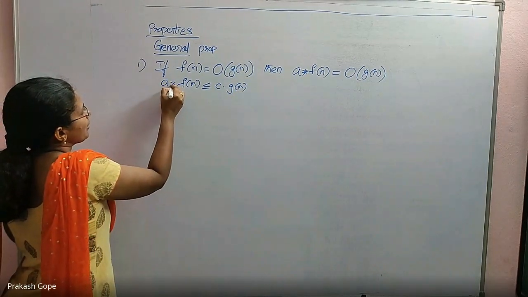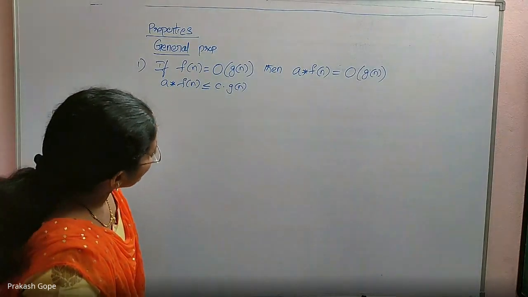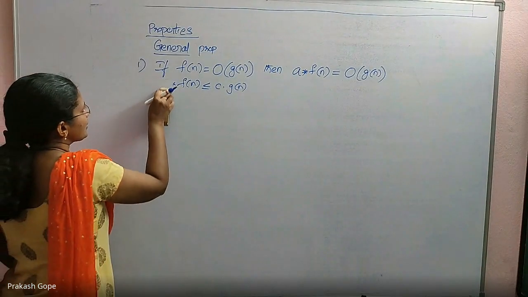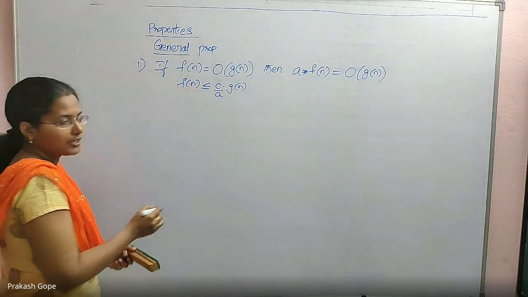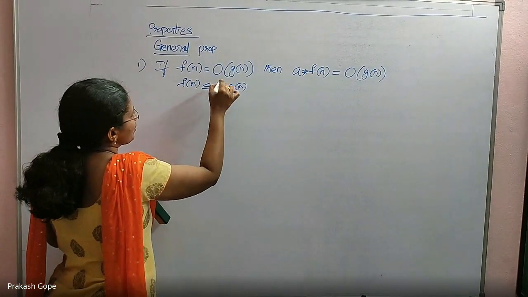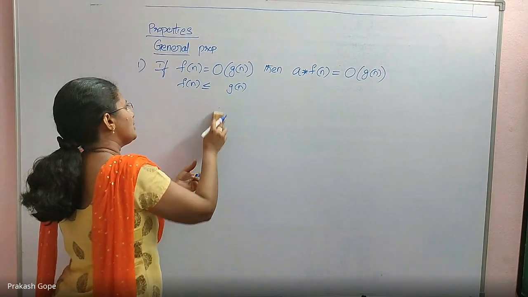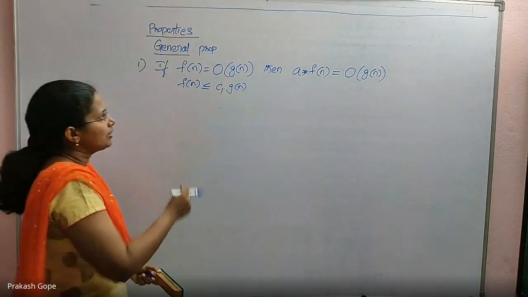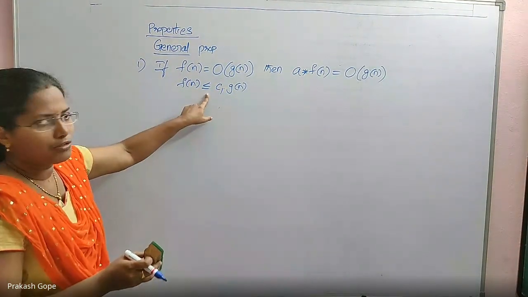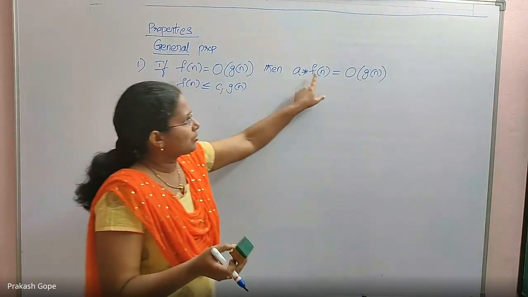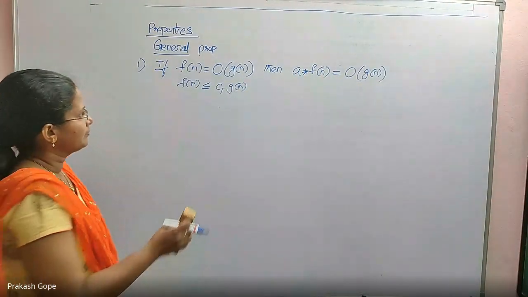Even if I multiply with a constant on the left hand side, definitely that multiplication will divide this side. So this c by a is one more new constant. I am saying c1. So if I replace this here, c1 into g of n, f of n is less than or equal to some new constant into g of n, which means again big O. That's why even if you multiply with a constant, still it is big O of g of n only.